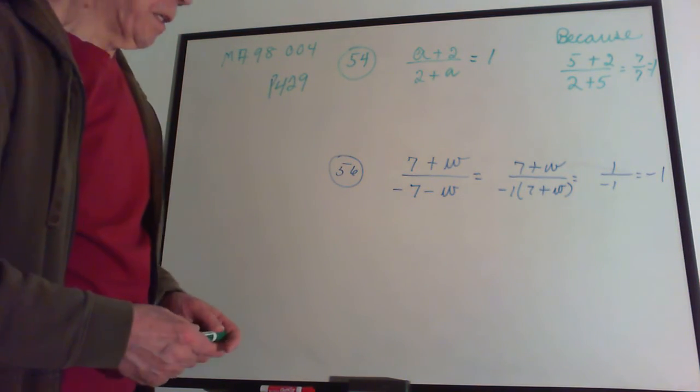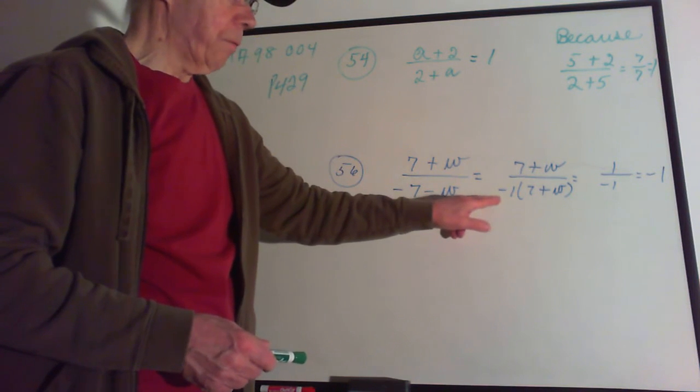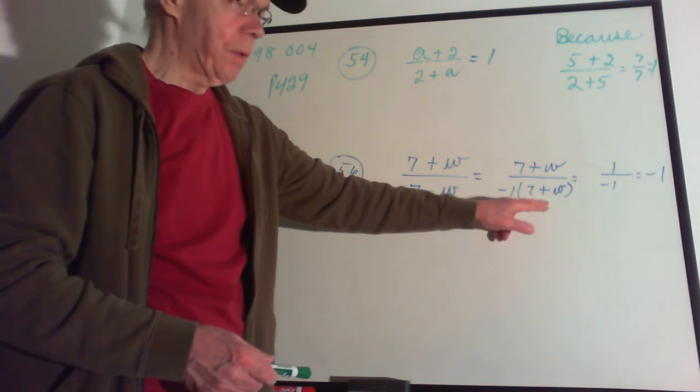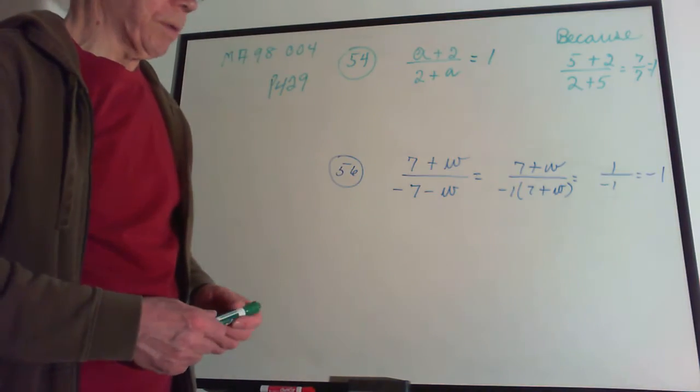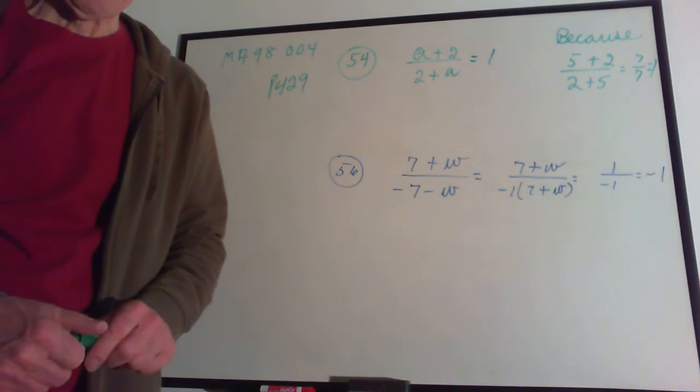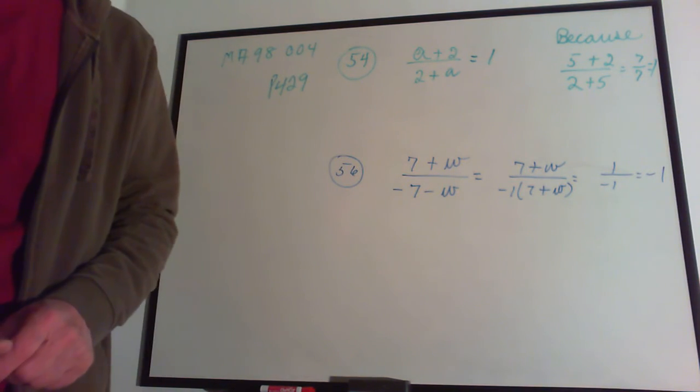What you want to do with this one is take out a negative 1, then you get (7 plus w) over (7 plus w), which gives you 1 over negative 1, which gives you negative 1. All right, let's take a look at number 66.